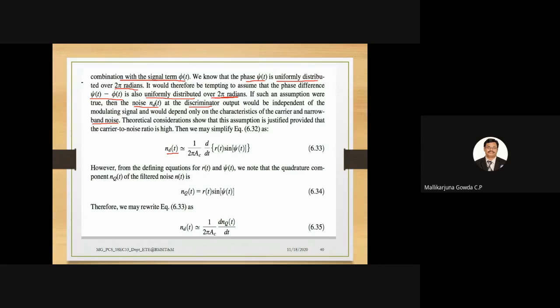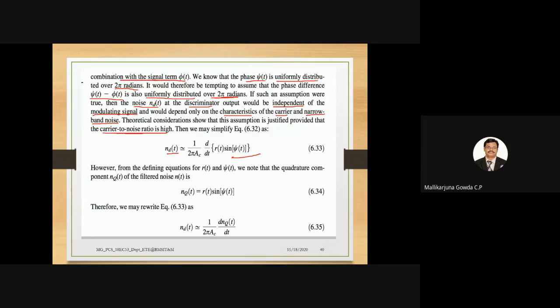With that assumption, the narrowband noise appearing at the output of the discriminator is also independent of the modulating signal, and depends only on the characteristics of the carrier as well as the narrowband noise. That is justifiable with a high carrier to noise ratio also, and we can simplify the expression for the noise component at the output of the discriminator as 1 by 2 pi AC, d by dt of r(t) into sine of psi(t).